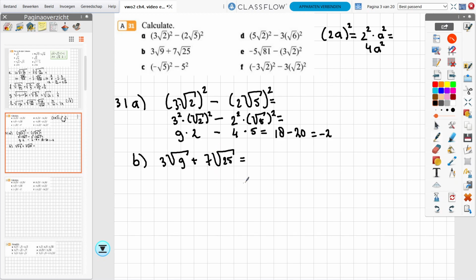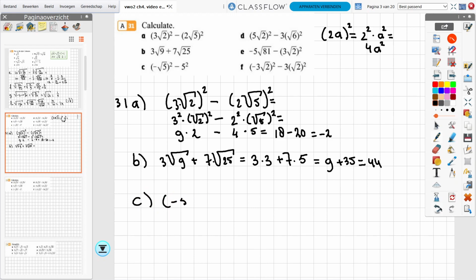But there is a big difference here with those exercises. Because root 9 and root 25 you can just calculate. Because root 9 is just 3. And root 25 is just 5. And remember, there is a times sign in between here, so there's a times sign here as well, now that you calculate the roots. So you get 9 plus 35 is 44. Okay?